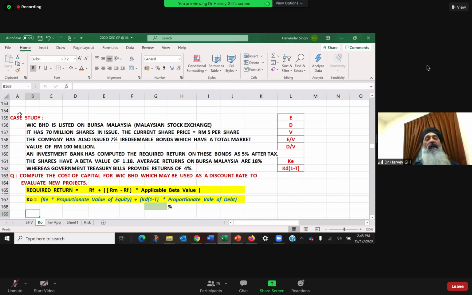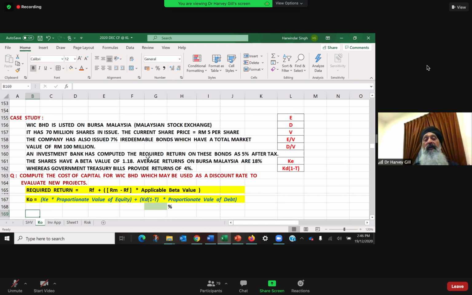So WIC Berhad, which is a world famous company, is listed on Bursa Malaysia, a Malaysian stock exchange. It has 70 million shares in issue. The current share price is 5 ringgit per share. The company also has issued 7% irredeemable bonds. Irredeemable, so we don't have to pay back. Well, not really. It means that you're not going to pay back in the foreseeable future. You're probably going to convert them into shares. And these bonds have a total market value of 100 million. So the shares are 70 million at 5 ringgit, and the bonds are 100 million.